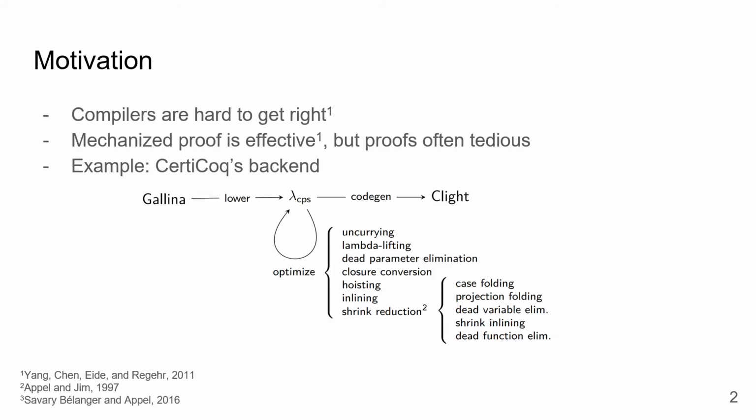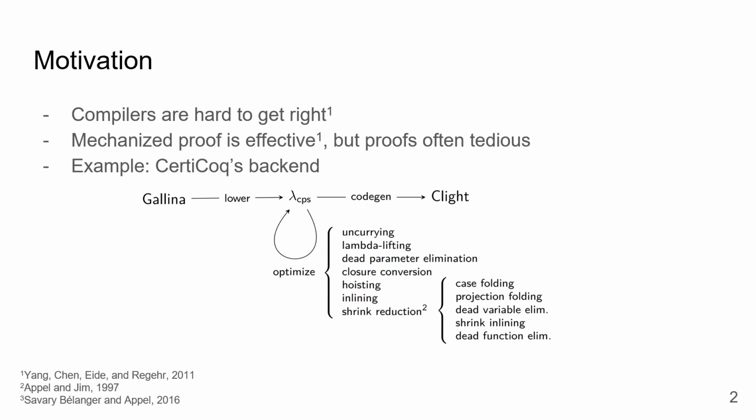Compilers are very difficult to write without bugs, so lately people have taken to writing compilers along with mechanized proofs of their correctness. This is very effective at squashing bugs, but mechanized proofs can be extremely tedious to do. We've been building a verified compiler called Certicock, which goes from Galena, the core language of the Coq proof assistant, to a subset of C.